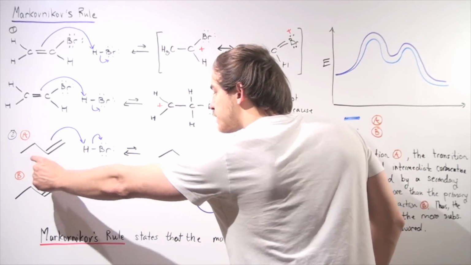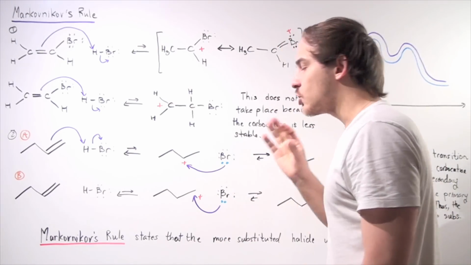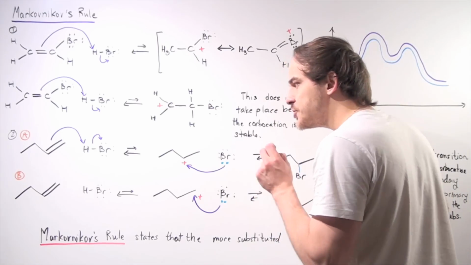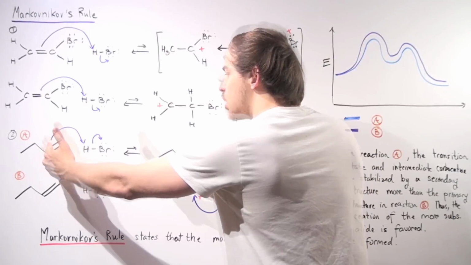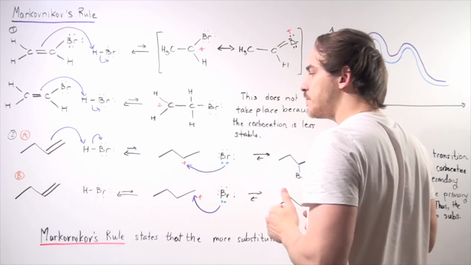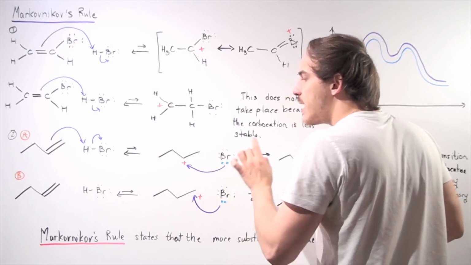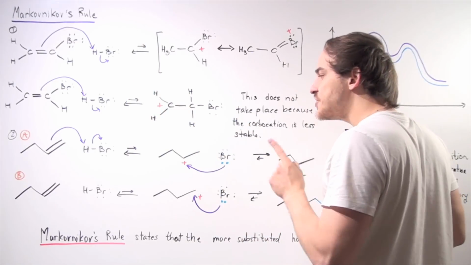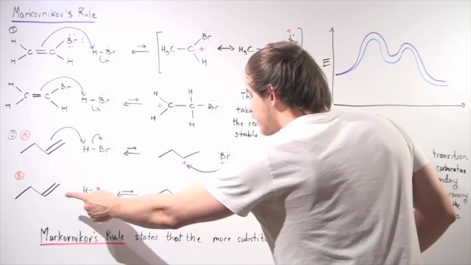Also, notice our first step is an endothermic step. And that means, according to Hammond's postulate, the structure of our transition state that exists between the reactants and this carbocation will resemble that of our intermediate. And so, not only will this be stabilized, but our transition state will also be stabilized. So the transition state of this reaction will be lower than that of this reaction.